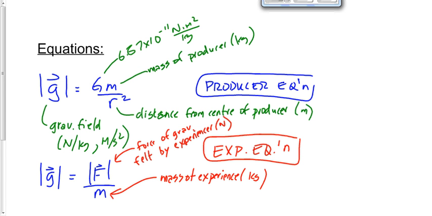In the end, the gravitational field produced by the Earth, a total distance of 1 meter above the Earth, is the same field as the gravitational field experienced by this board marker when it's 1 meter above the Earth. So the producer equation and the experiencer equation should give you the same value if it's the same situation. It just depends upon what you have more information about, or which one fits better. All right?